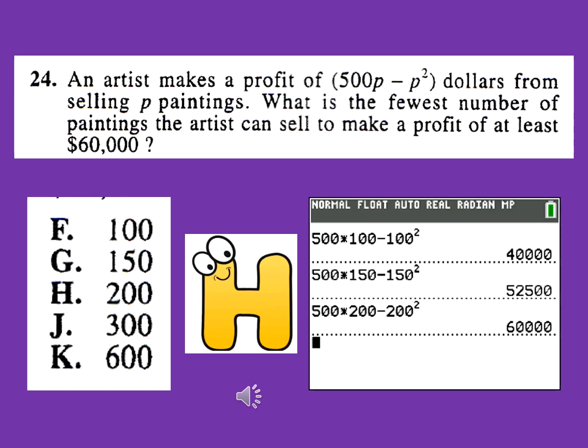And in fact, if I plug in 200, 500 times 200 minus 200 squared, I get exactly 60,000. That's at least 60,000, so that's our answer. Something to keep in mind is that when they give you a formula, you can always plug in the answers and see which one works. And if you have a clue of which places to start, that can actually be a pretty quick and efficient way of finding the answer.